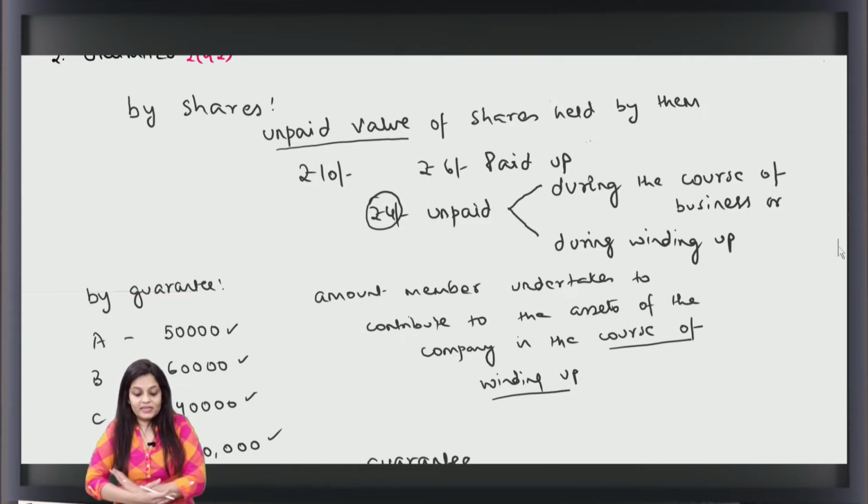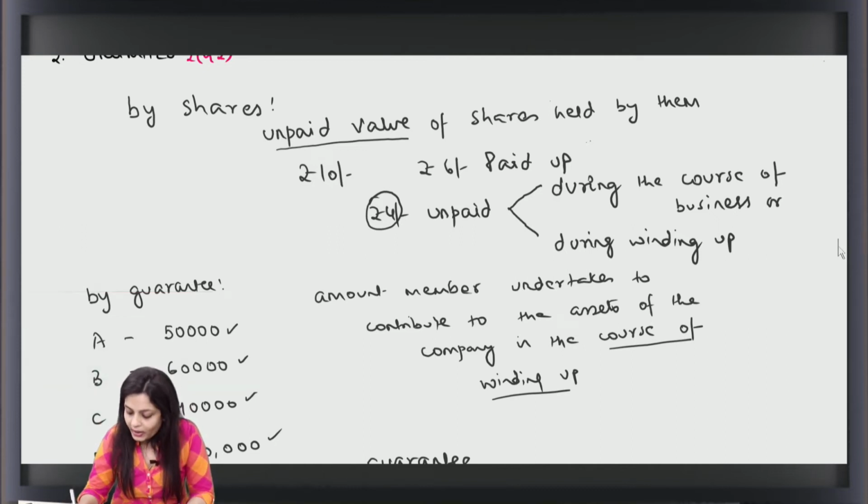So on this basis, can we say there is a difference between limited by shares and limited by guarantee? Yes. Why? Because in case of limited by shares, liability is during the business and winding up, whereas in guarantee only during winding up. But is there any similarity? Yes, because both are companies. So the features of legal personality and limited liability are there in both of them. I hope it's clear to all of you.